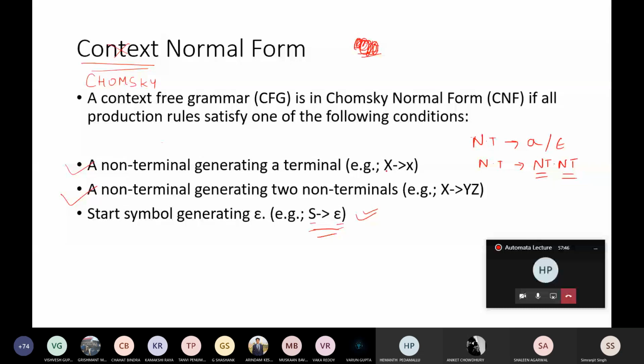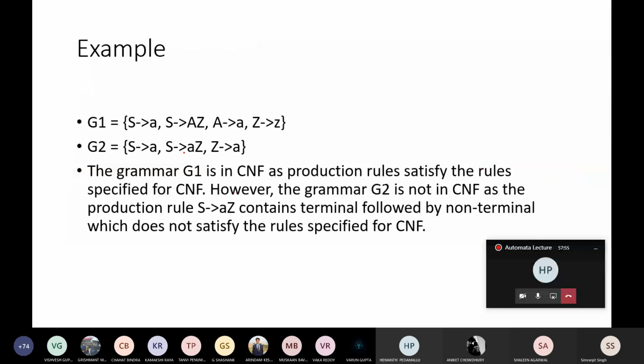Okay, so if the start symbol is generating an epsilon, you can eliminate it by using elimination of unit productions. The algorithm's example is given here. So S tends to A.